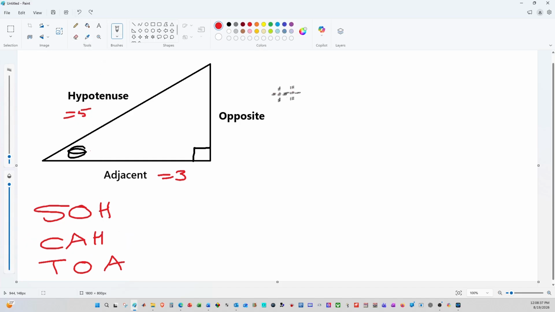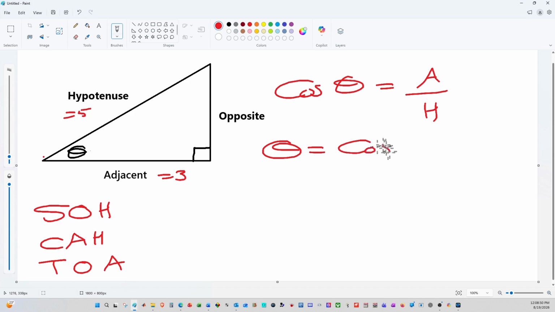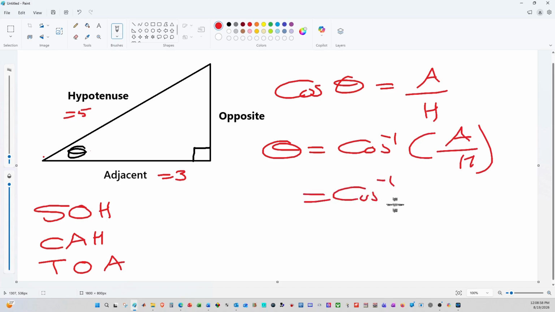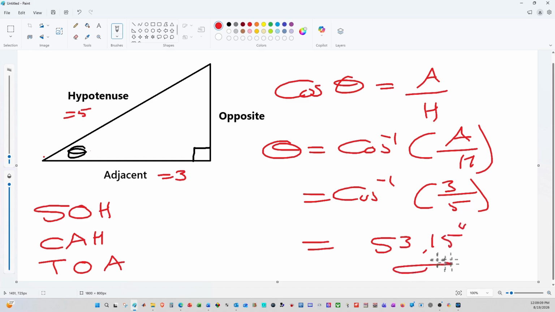So straight away we can say that the cosine of theta is calculated as the adjacent over the hypotenuse, and that means theta is going to be the inverse cosine of the adjacent over the hypotenuse. You just use that function on your calculator, the inverse cosine of 3 divided by 5, and that should give me an angle of 53.15 degrees, which happens to be exactly the same angle that we calculated in the previous example.